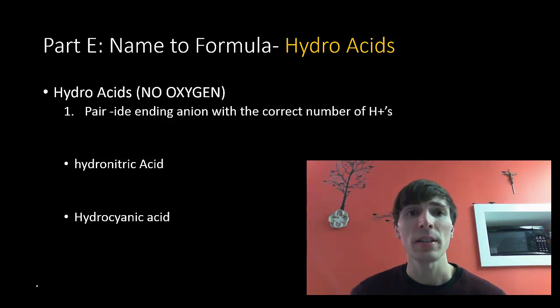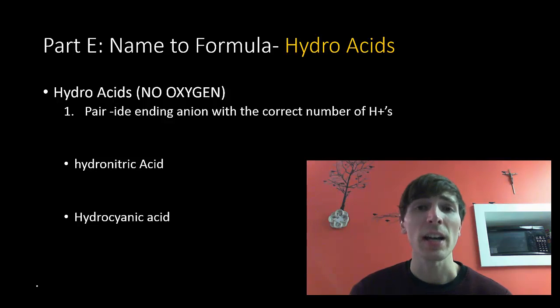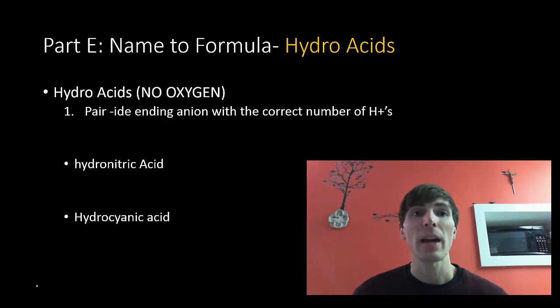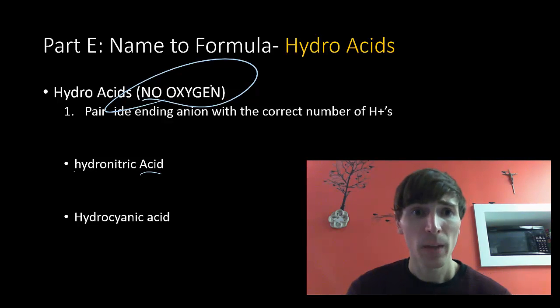Okay, let's move on to the other type of acids, hydroacids. Hydroacids do not have oxygen. You're not going to see any oxygen, and you know it's a hydroacid because it literally starts with the prefix hydro. The only step for these is to pair up an anion that ends with ide with the correct number of H's. I know it's an acid, it ends with acid, and it's hydro, so there better not be any oxygen in my formula.